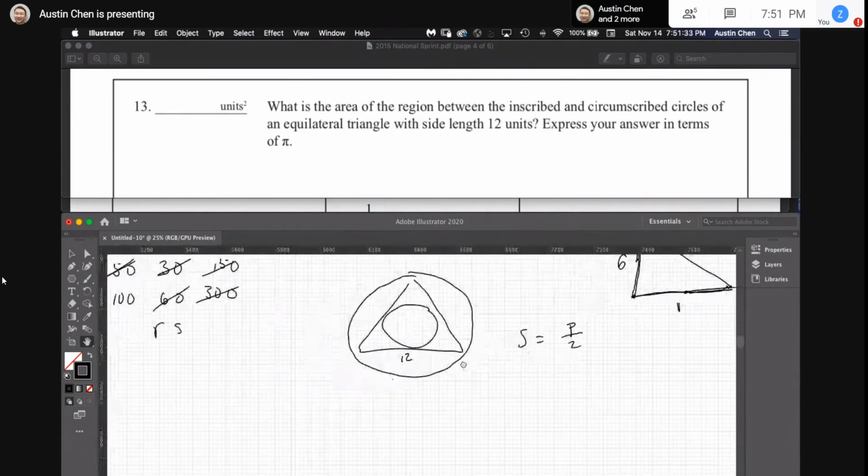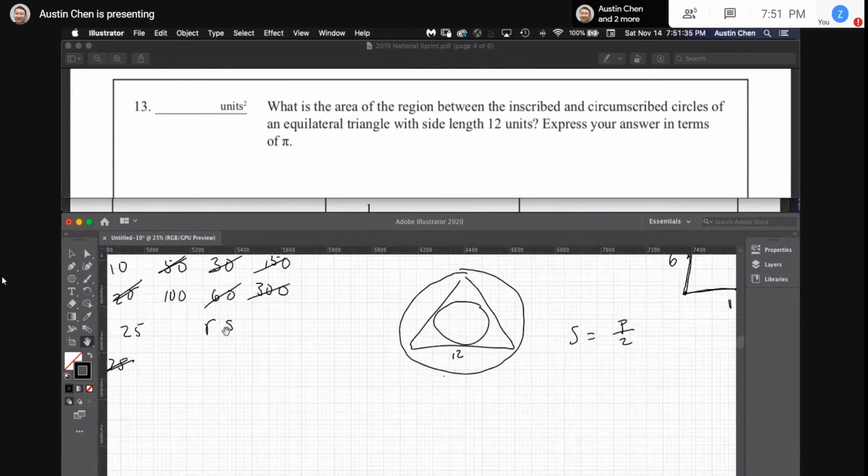So the inradius of any triangle, it doesn't have to be equilateral or right or whatever, times the semiperimeter of the triangle is going to be equal to the area of the triangle. So you could use that to find the inradius of a triangle.